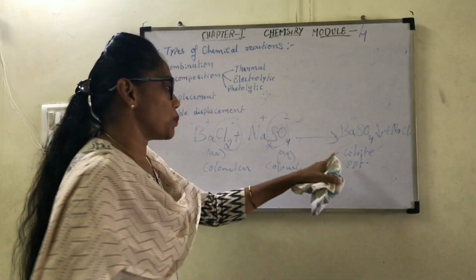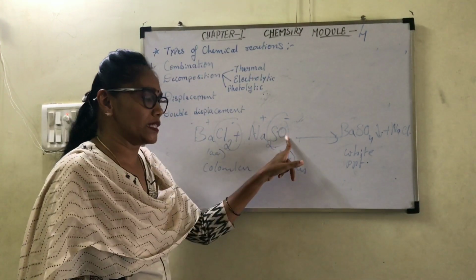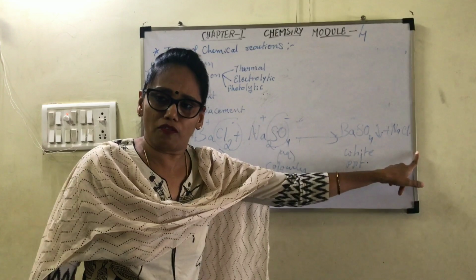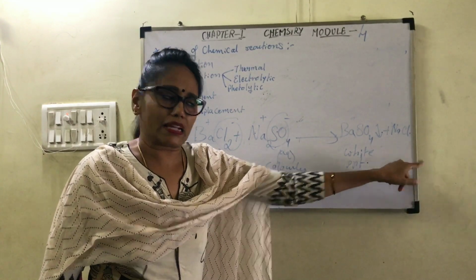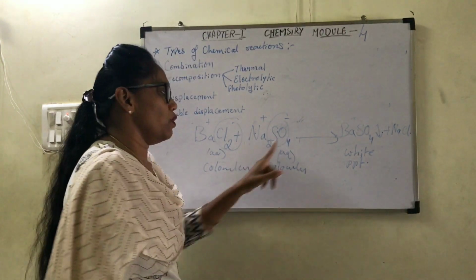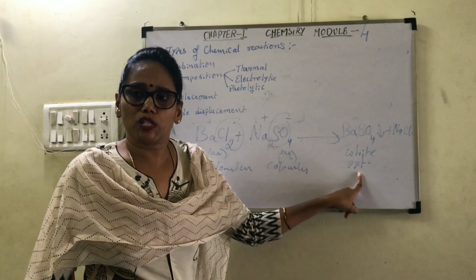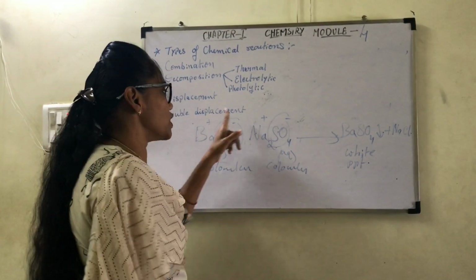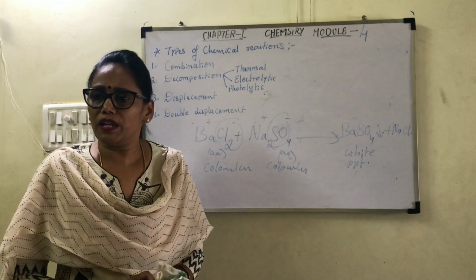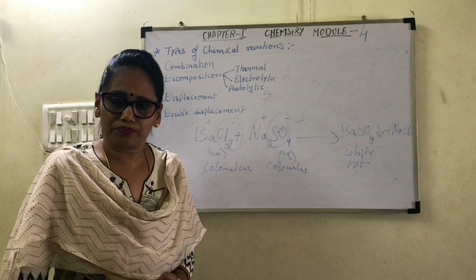So in the double displacement reaction, exchange of ions takes place. You can see there is an exchange of ions. We never follow any reactivity series here. And then one of the products is a precipitate. So double displacement reaction is also called a precipitation reaction.